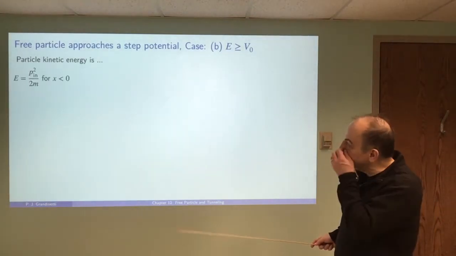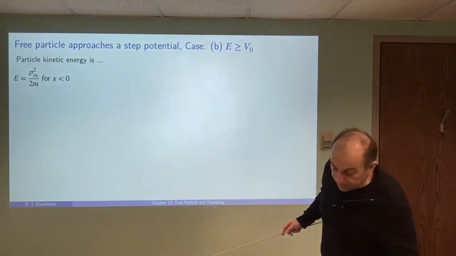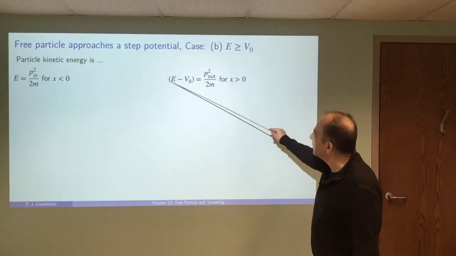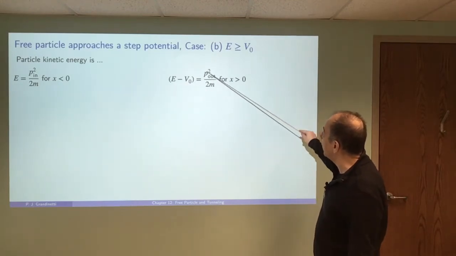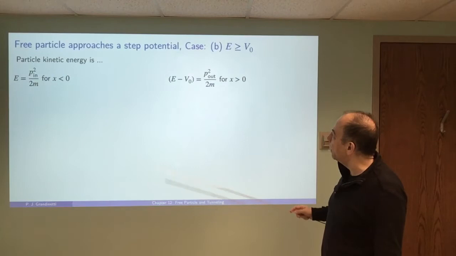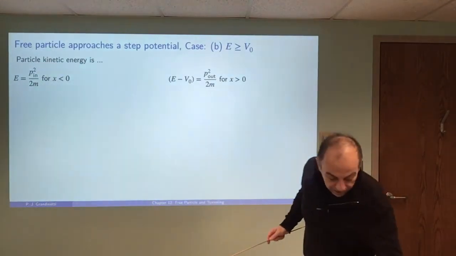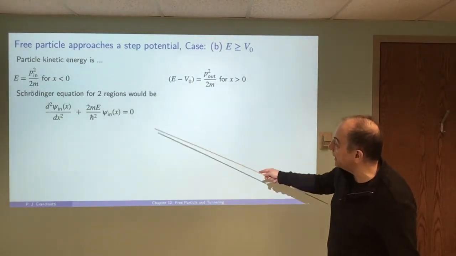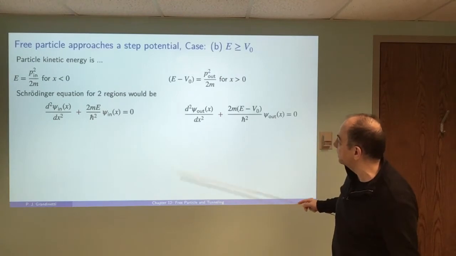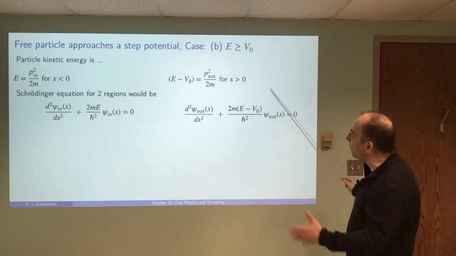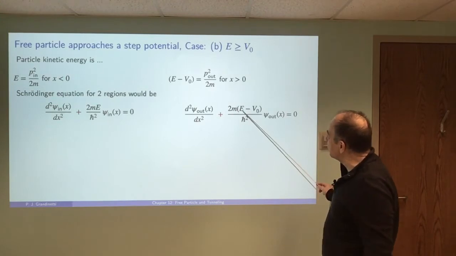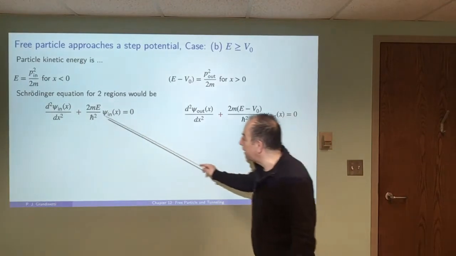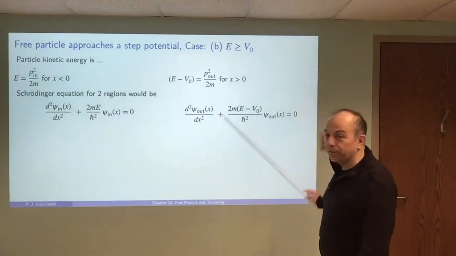So the particle's kinetic energy is going to be this value on the left, but on the right, it's going to lose some of its kinetic energy as it passes by that barrier. So now it's going to have a smaller momentum on the right than it does on the left. In the two regions for the Schrodinger equation, we're going to have on the left inside the metal an equation that looks like this, and on the right it's going to look like this. Now remember, in this case, the total energy is greater than the potential energy. So when I've written out this expression, I now have a plus sign here and also on the right.